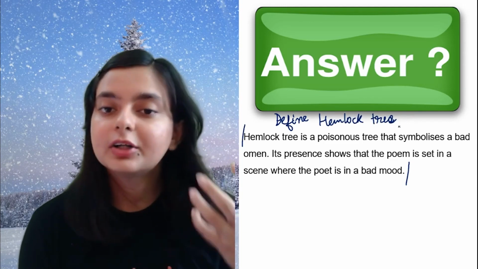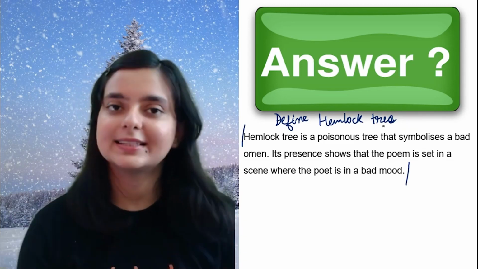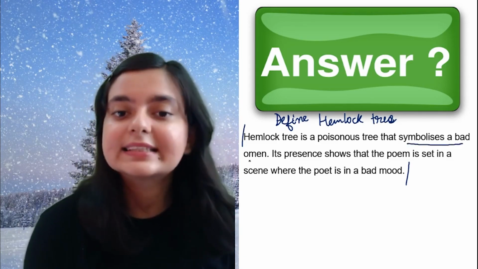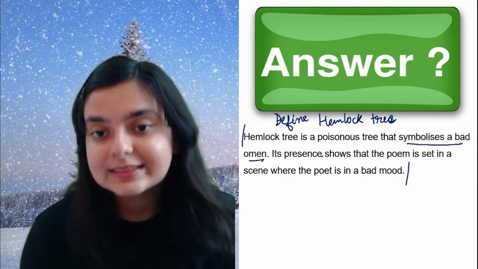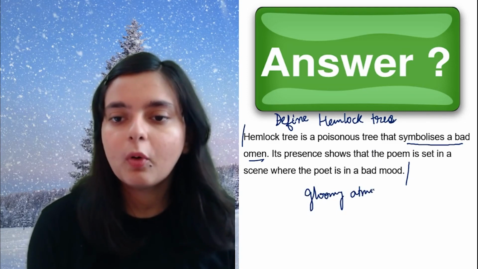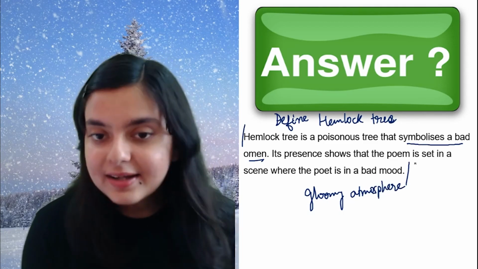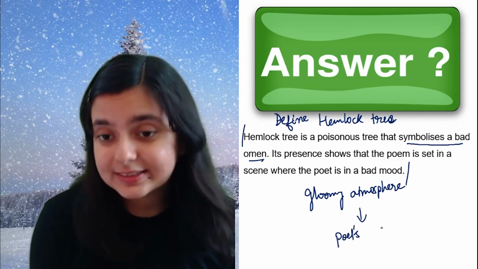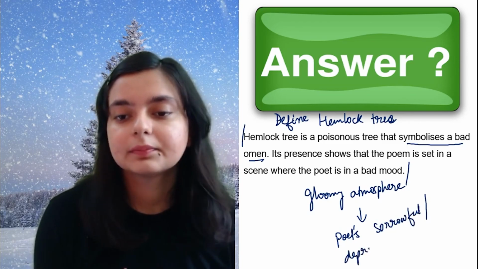It's a poisonous tree with white flowers. That is what you will write first. Hemlock tree is a poisonous tree with white flowers, right? And then you say that it symbolizes ill omen or bad omen, right? Now, this is a manifestation. So therefore, the poem begins in a gloomy atmosphere, right? Because the poet has used the hemlock tree, which is a poisonous tree. Therefore, the poem begins in a gloomy atmosphere, and it manifests the poet's sorrowful or depressed mood.